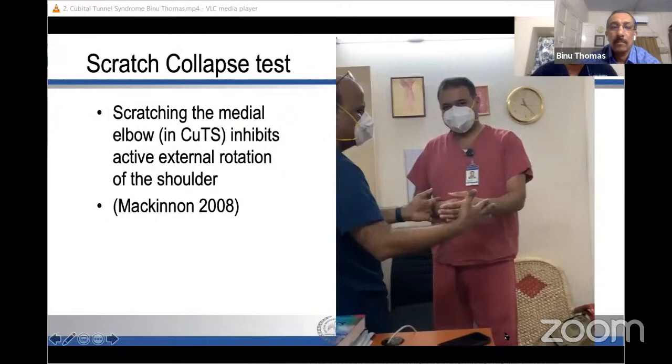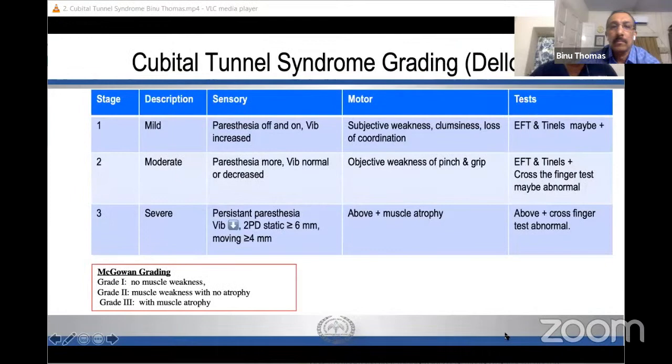Now, there is a grading system we use for the management. Both McGowan and Dellon described it with slight variations. There are mild, moderate, and severe grades. In the mild grade, there are only subjective sensory symptoms as well as sensory weakness. While in the moderate, there is both objective sensory as well as motor weakness. And in the severe grade, there is also associated muscle atrophy.